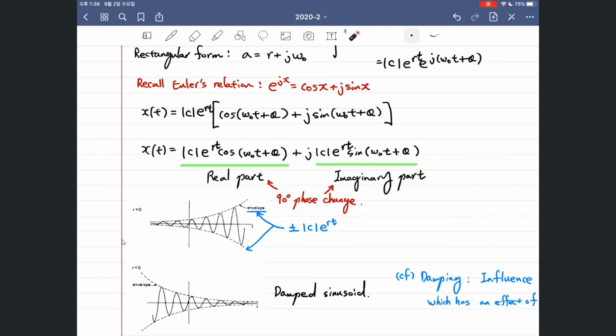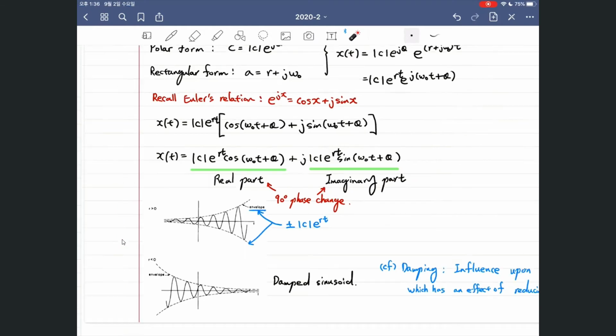Then some of you want to ask me about the meaning of the imaginary part in this wave. So x(t) is kind of like a wave function, but what's the meaning of the imaginary part? Some may ask me that, and I would say that there's no physical meaning at all.